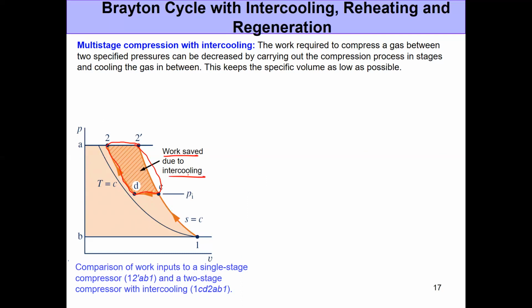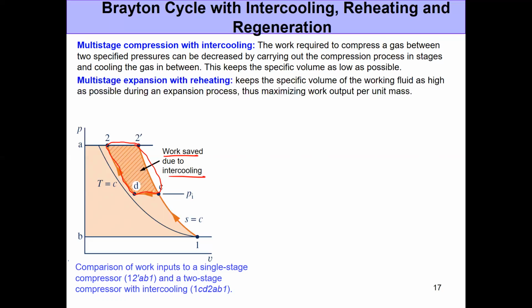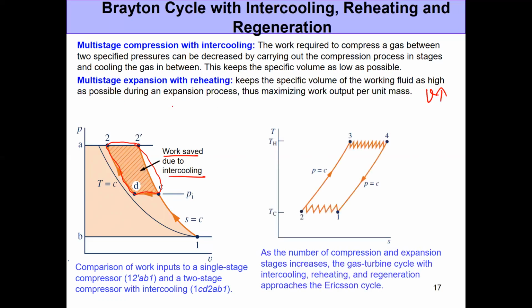So this is a very smart way, and this is one way that is implemented in a lot of gas turbine power cycles to reduce the work input for compression. So you have multi-stage compression with intercooling. In the same way, if you want to do the opposite, if you want to increase the amount of work output while expanding between two given pressure stages, you need to increase the specific volume. And you do that by doing multi-stage expansion with reheat.